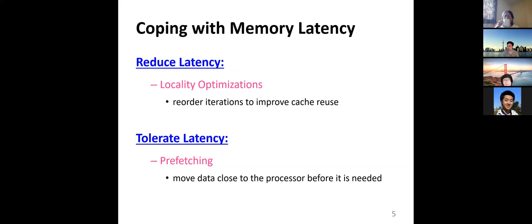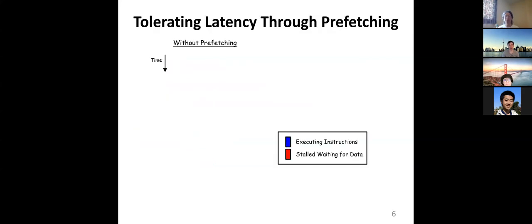needed. If I can somehow predict this data would be needed soon, let's not wait until it's actually requested, and let's bring this data early, right? It's a very high-level idea, but that's conceptually what prefetching is trying to do. So don't fetch when it's needed, prefetch it. Let me show you a timeline, and this slide is very important. If something is not clear on the slides, please ask.